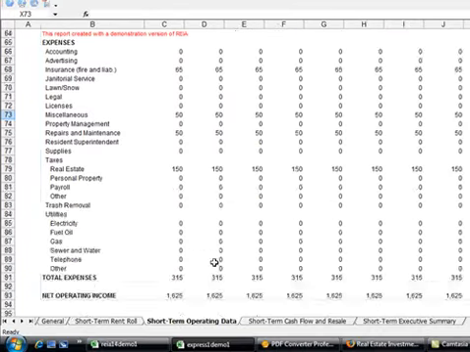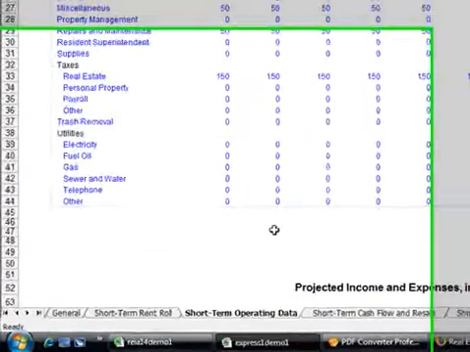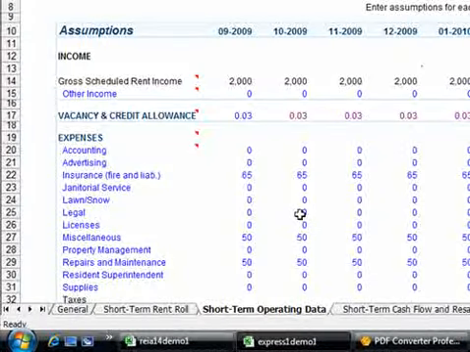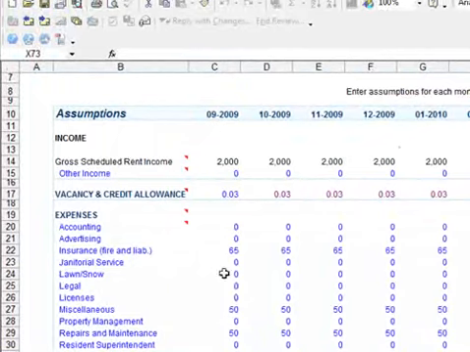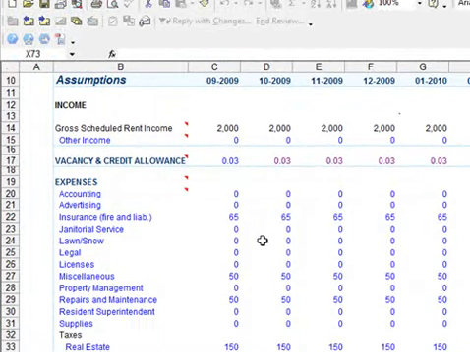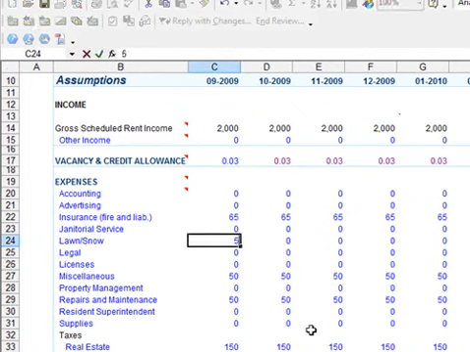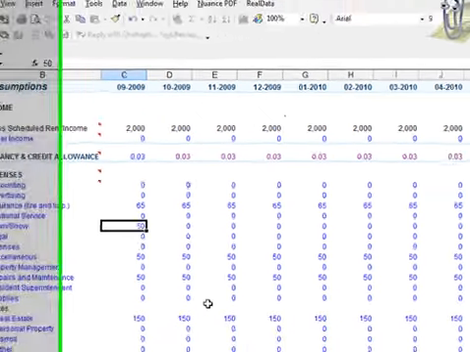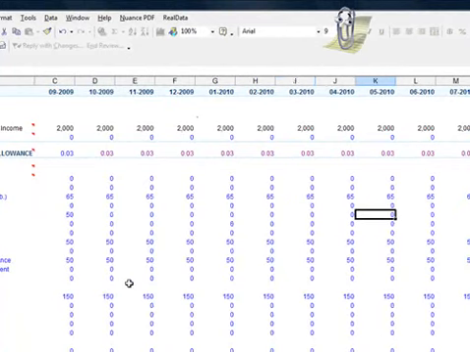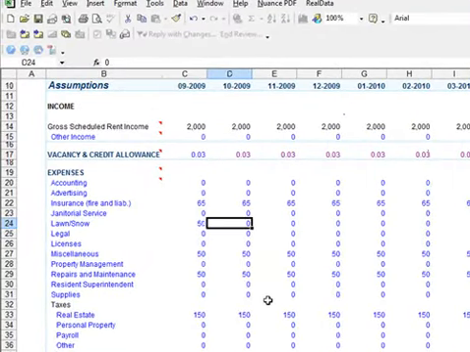And then short-term operating data, very similar to the rent roll, which we were just in. Again, you've got to put this in on a monthly basis. One thing I did not like about this was the fact that if you put for lawn and snow $50, it won't pre-populate any of the other ones. And you can look at it either way. Some people say, well, you're only going to do your snow removal in the winter in Canada anyways, so why should it pre-populate throughout the year?